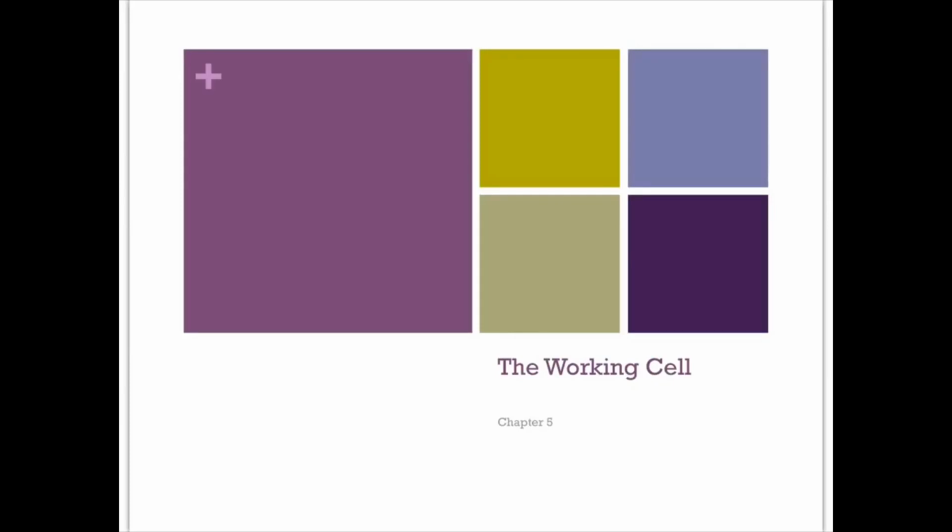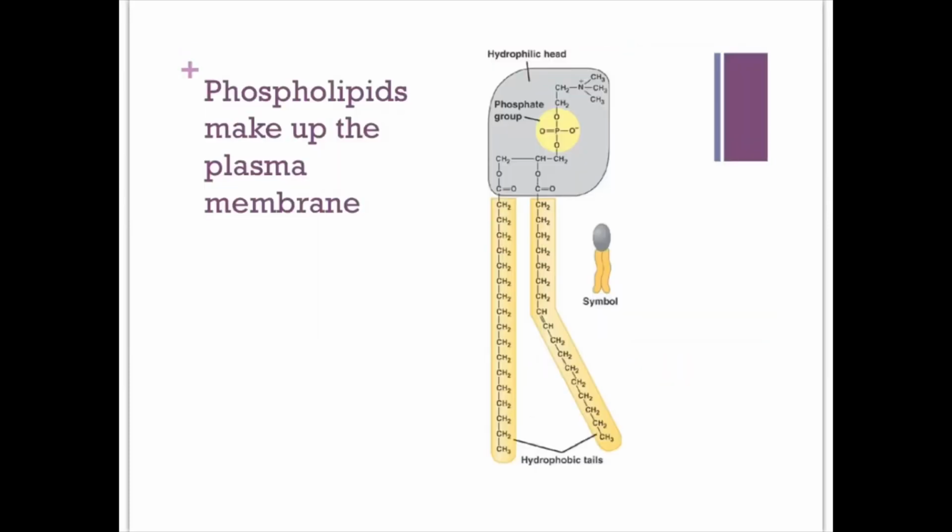Chapter 5 is titled The Working Cell. We learned in the last unit that phospholipids make up the plasma membrane, also known as the cell membrane.